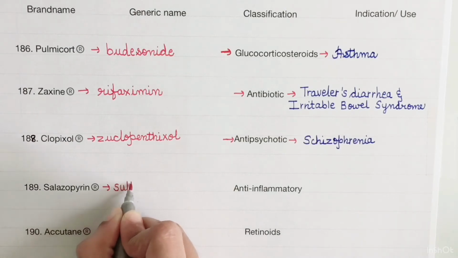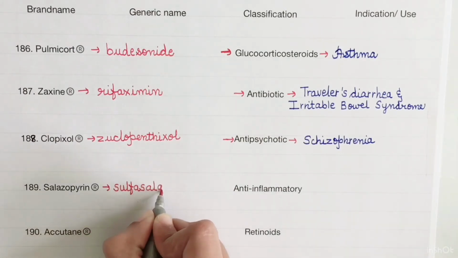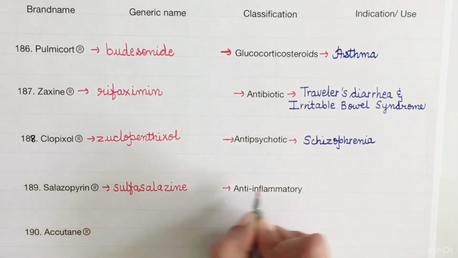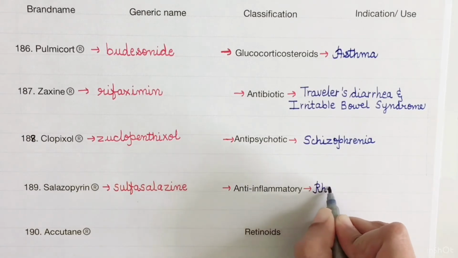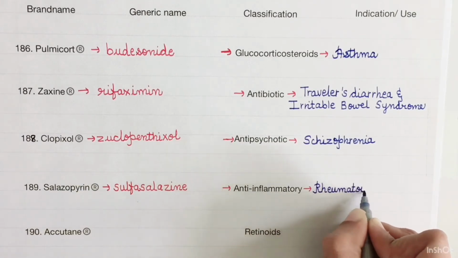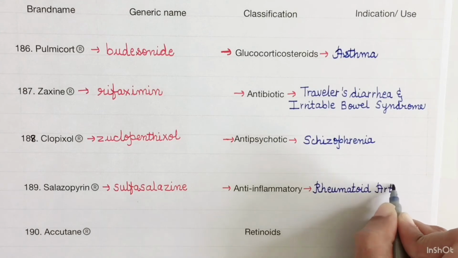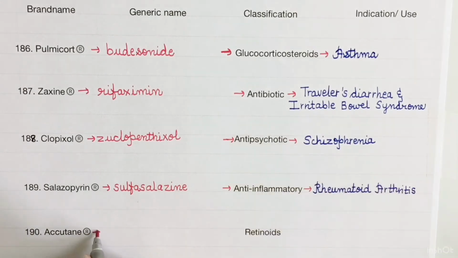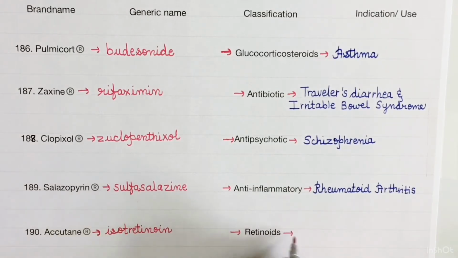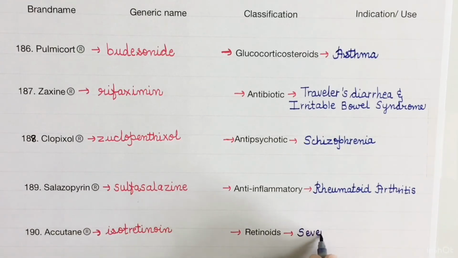189 is Salazopyrin. Its generic is sulfasalazine. Its class is anti-inflammatory and it's used for rheumatoid arthritis. 190 is Accutane. Its generic is isotretinoin. Its class is retinoids and it's used for severe acne.